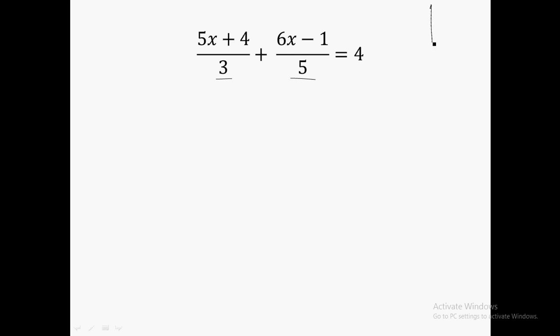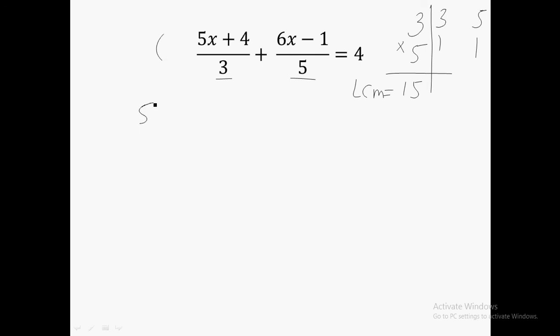To find the LCM, you have to write here 3 and 5. Divide by the same number. We do not have a same number which can divide both, so we have to divide here 3, 1, and here 5, 1 separately. So we multiply 3 and 5, which is 15. This is the LCM we need. So we have to multiply everything by 15, then we will get the result.